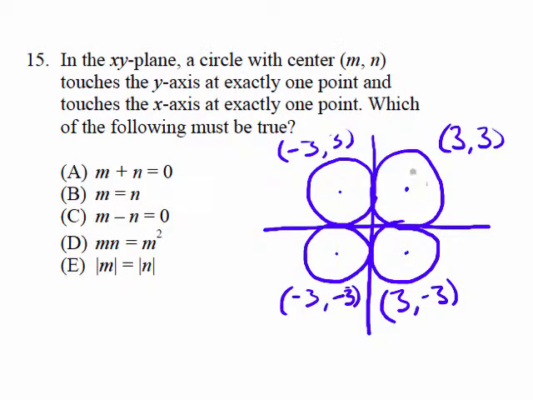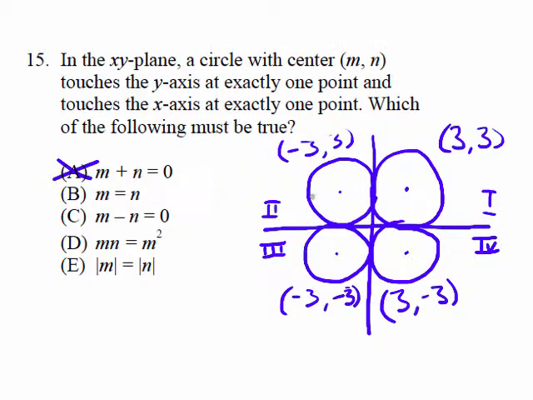So which of the following must be true? A, m plus n equals 0. Well, that's true in the second quadrant and the fourth quadrant, but it's certainly not true in the first or third quadrant, right? So we cross off A. And if you don't know what I'm talking about with quadrants, that just means up here is the first quadrant, here's the second quadrant. You don't need this for the SAT, but just for clarity of explaining this question, there's the third quadrant, and here's the fourth quadrant.